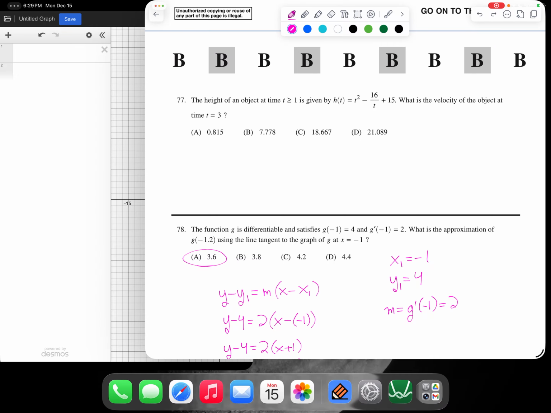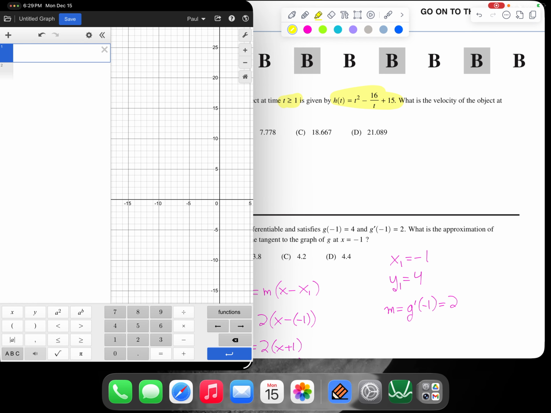It says the height of an object at time t, for t greater than or equal to 1, is given by this equation. What is the velocity of the object at time t equals 3? Okay, I'm going to go over here to Desmos. Wish I was doing this with a keyboard, but I'm not, so you'll have to be a little bit patient as I type in on my iPad.